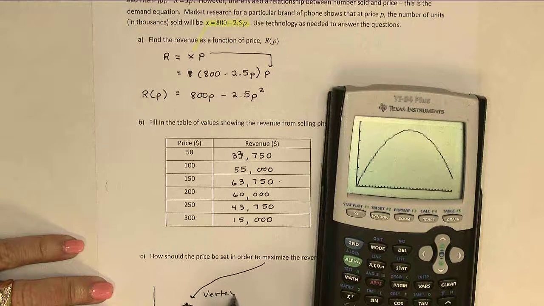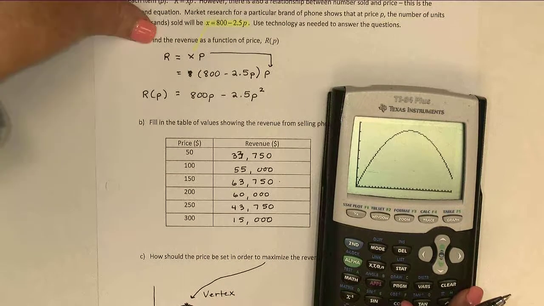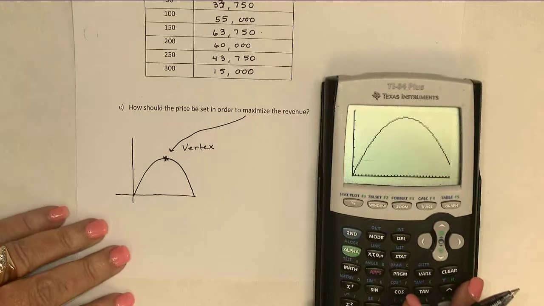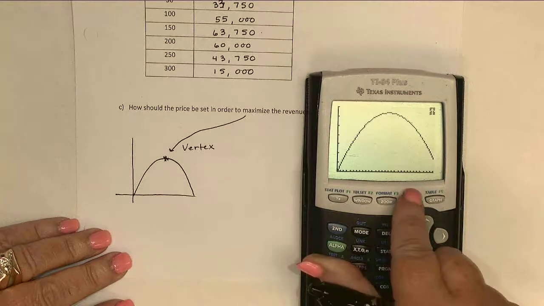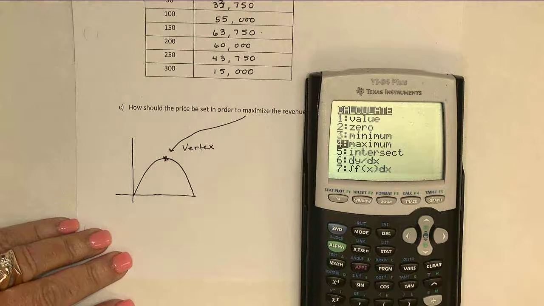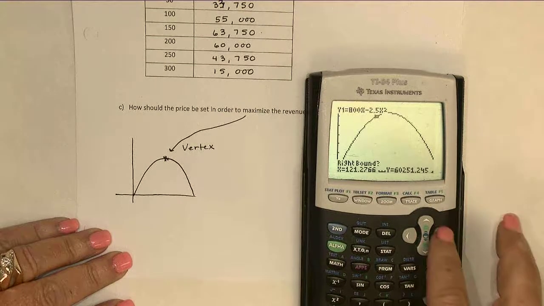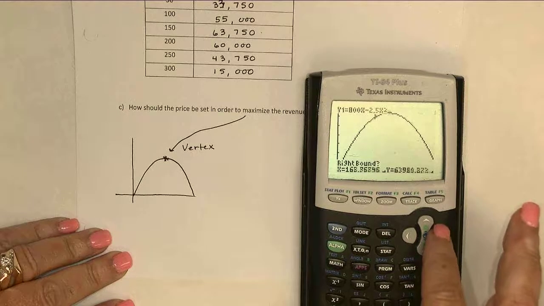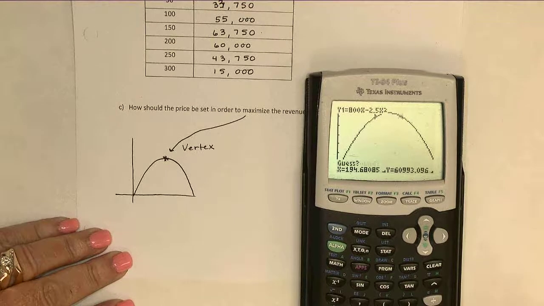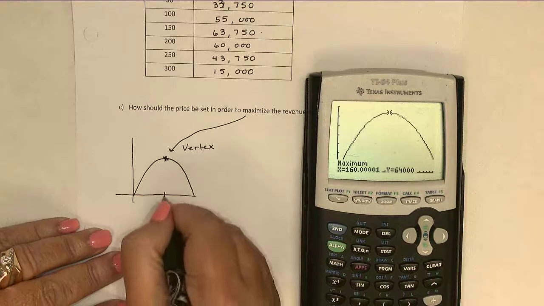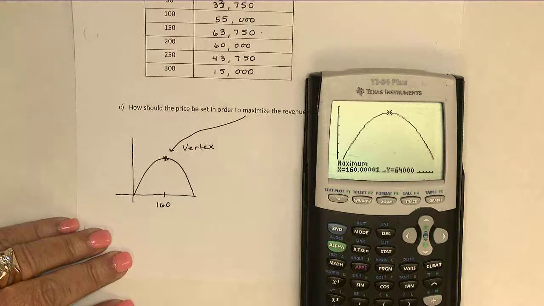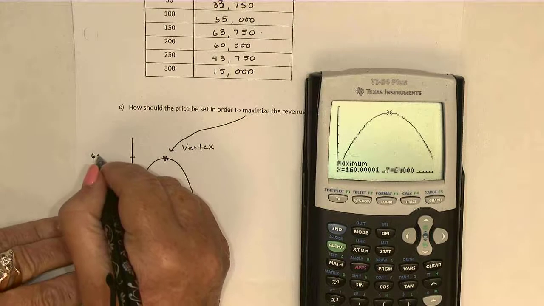So here we go with the vertex again. All right, using my calculator to find it, second calc and maximum. Left side of the vertex and right side of the vertex. And just enter for the guess. See, that was just about 160. That's probably just round off error out there. And that is 64,000.